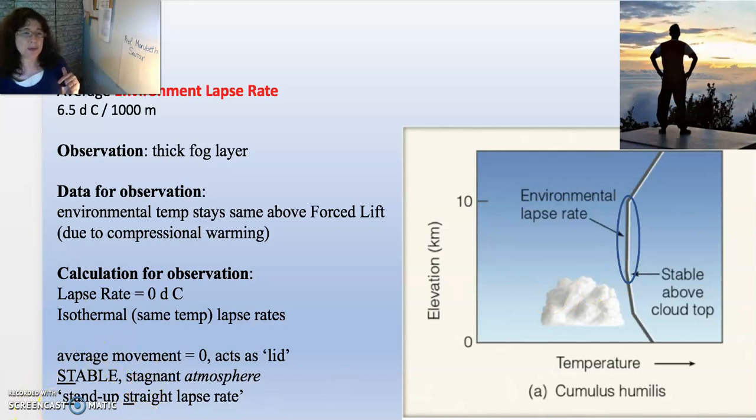So I hope that those mnemonics will help you to think about how the lapse rate looks for a stable atmosphere. The lapse rate can look inverted, it can look straight, it can look just a bit tilted off to its regular lapse direction.